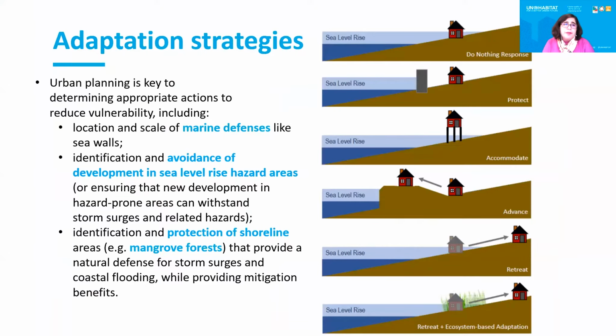UN Habitat has started developing a range of adaptation strategies for coastal areas and for riverine flooding, particularly dealing with coastal areas and sea level rise. Of course, there are possibilities of putting up marine defenses like seawalls, but there's also the whole dimension of avoiding development in hazard areas, avoiding development in areas that are vulnerable to storm surges and sea level rise. And additionally, using nature-based solutions like mangrove forests, which can protect the shoreline, provide a natural defense, but also provide not just adaptation, but also mitigation benefits.